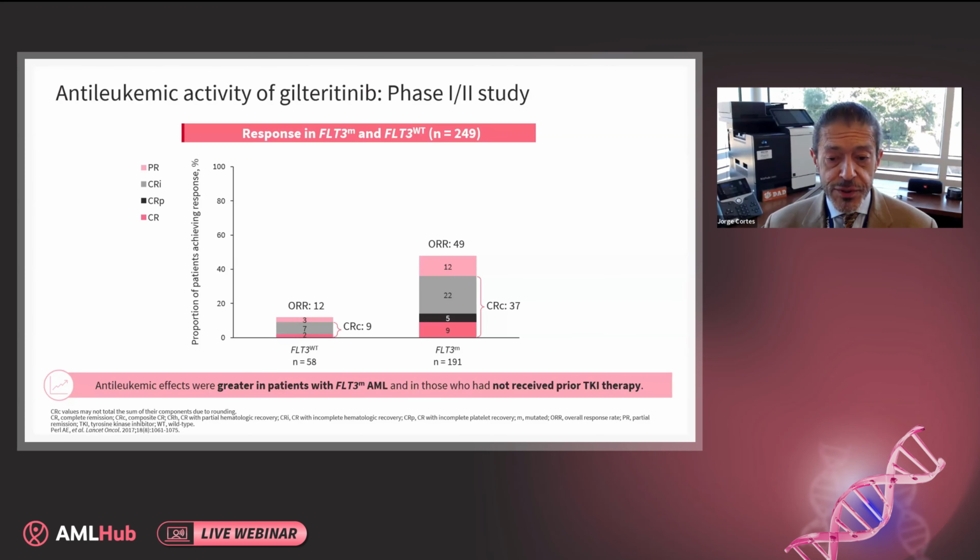Again, this study also included FLT3 mutated patients, in this case both ITD and TKD, and the wild type patients without mutations. The overall response rate, as you see, is similar. As I showed you with quizartinib, the overall response rate was 49, composite complete remission 37. In the wild type, it was much lower than we had seen with the quizartinib.